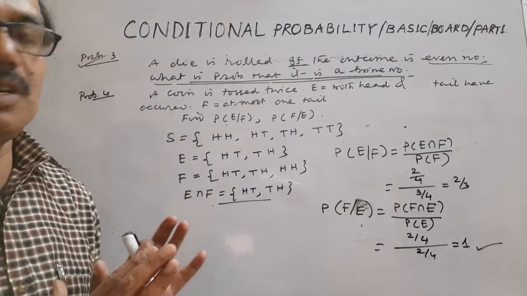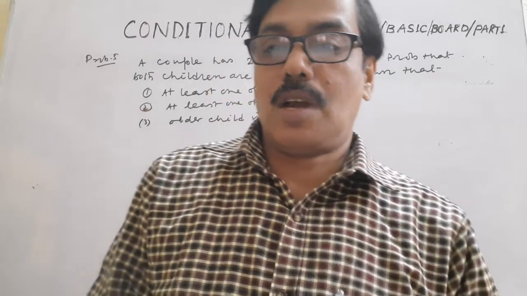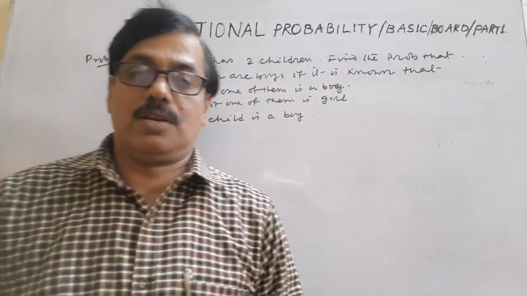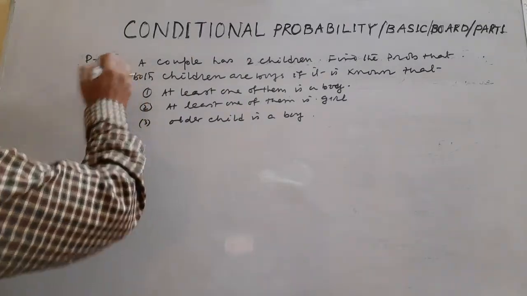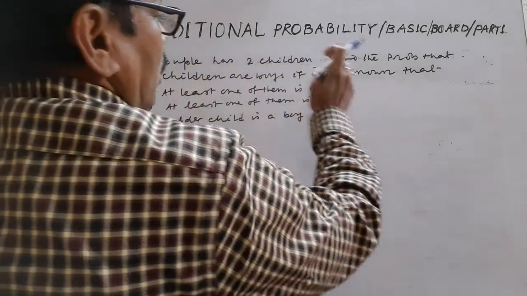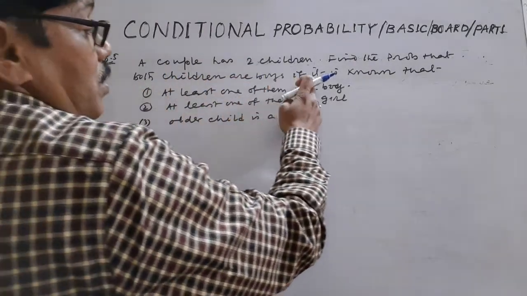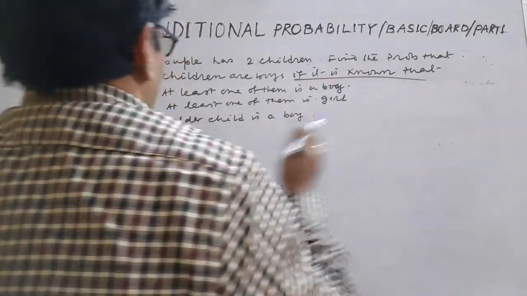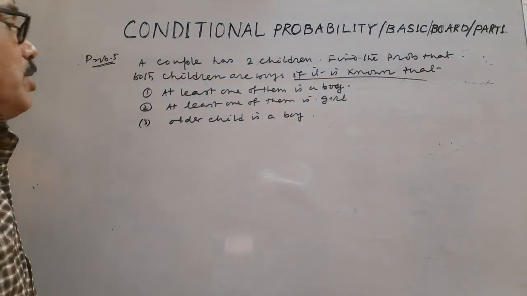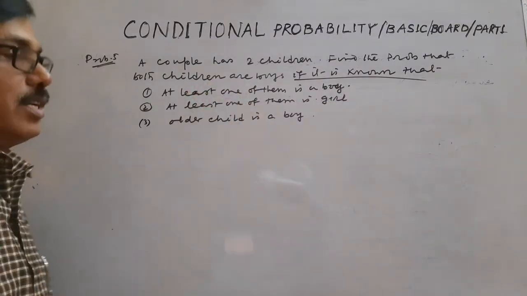So these are very simple problems. Now I consider one more simple problem. Problem number 5. A couple has 2 children. Find the probability that both children are boys, if it is known that, under the conditions imposed here, at least one of them is a boy, at least one of them is a girl, or the older child is a boy.